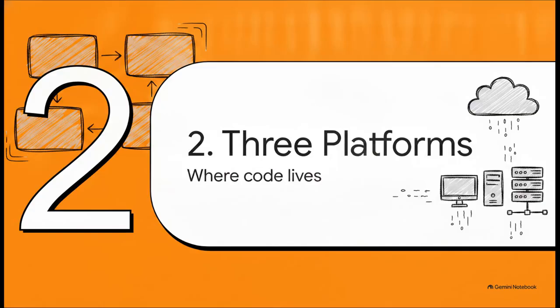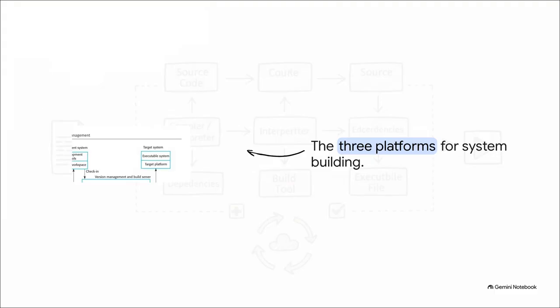Right, moving on to Section 2, the 3 system platforms. Because now that we understand the tools, we really need to know exactly where all this code lives. Take a look at this. This perfectly illustrates the 3 distinct environments we deal with. First up, on the far left, we have the development system. This is your private workspace, your personal laptop where you write code and run local tests.